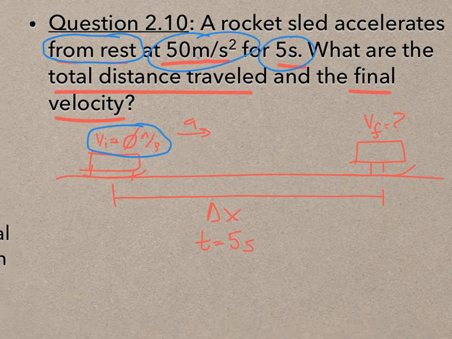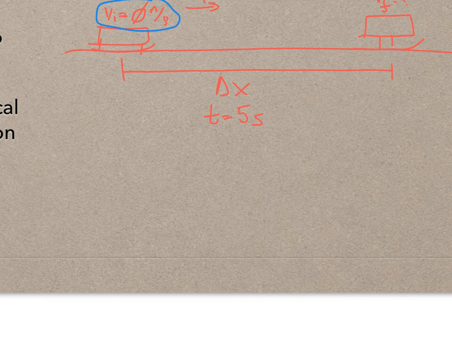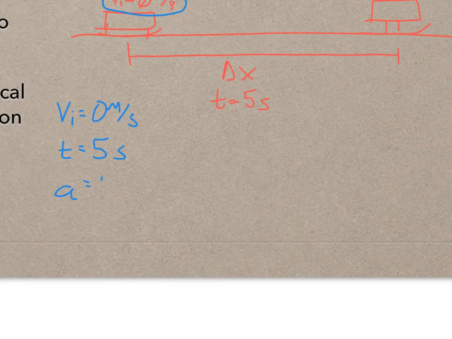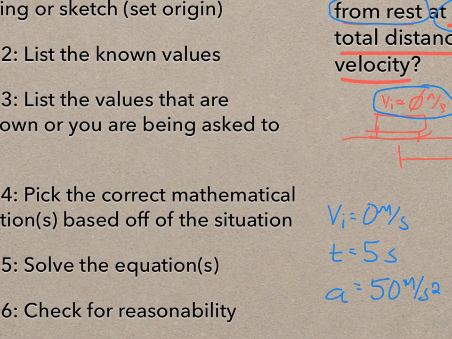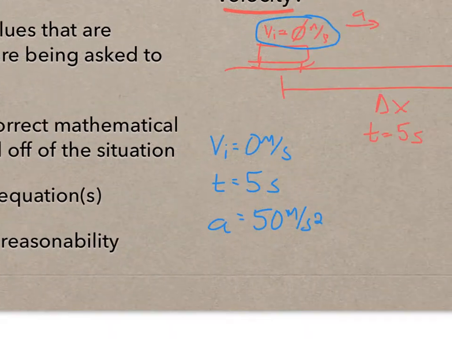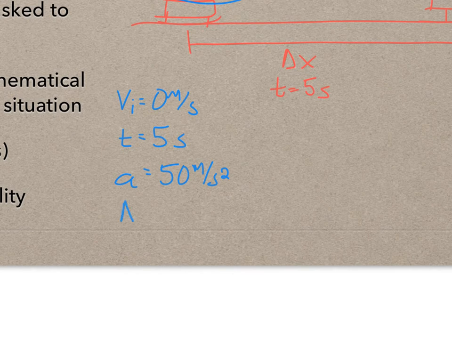All right, so let me list my knowns. I know that my initial velocity is equal to 0 meters per second. I know that my time is 5 seconds. And I know that my acceleration is 50 meters per second squared. So these are my three knowns. Okay, step three. List the values that are unknown or you're being asked to find. I'm going to do this one thing at a time. So we're going to find delta x first, which is how many meters?